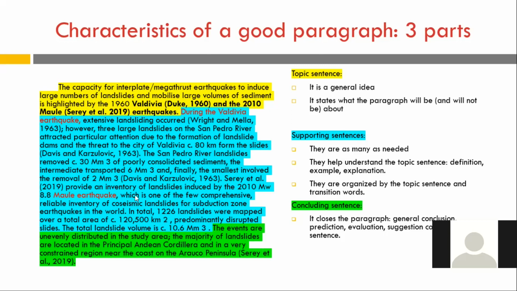But what is absolutely obligatory would be a topic sentence because it guides the reader towards what he or she is going to read, and of course the supporting sentences because that contains the most information about what you want to say.